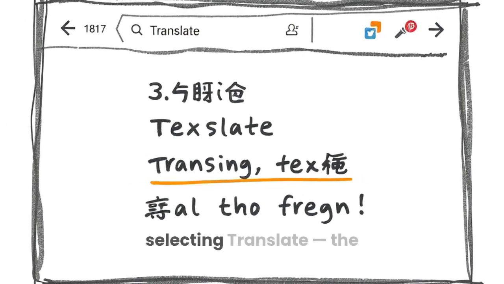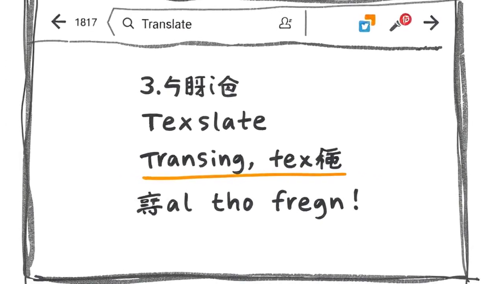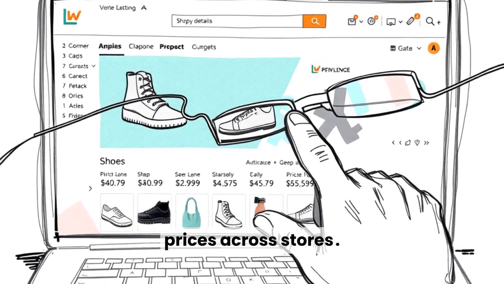Translate instantly by selecting Translate. The overlay replaces foreign text in real time. Use Shop to identify products, tap a result, and compare prices across stores.